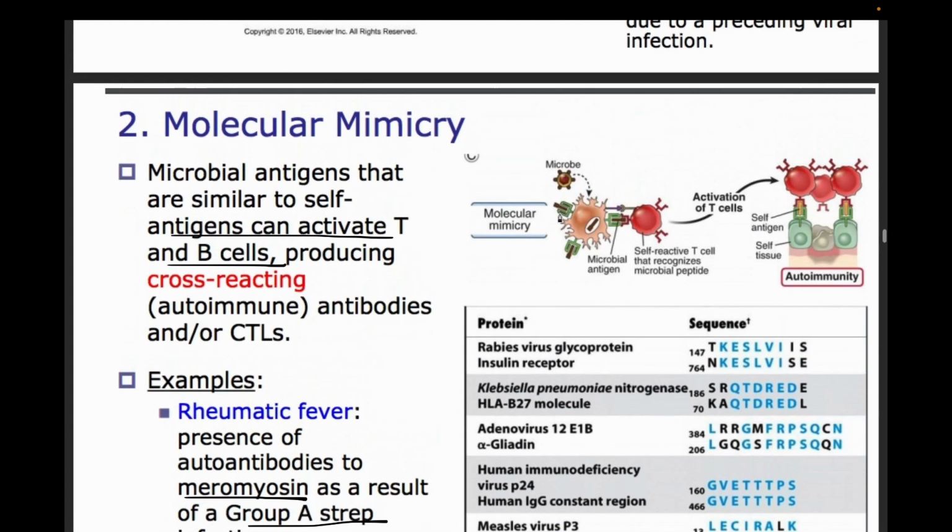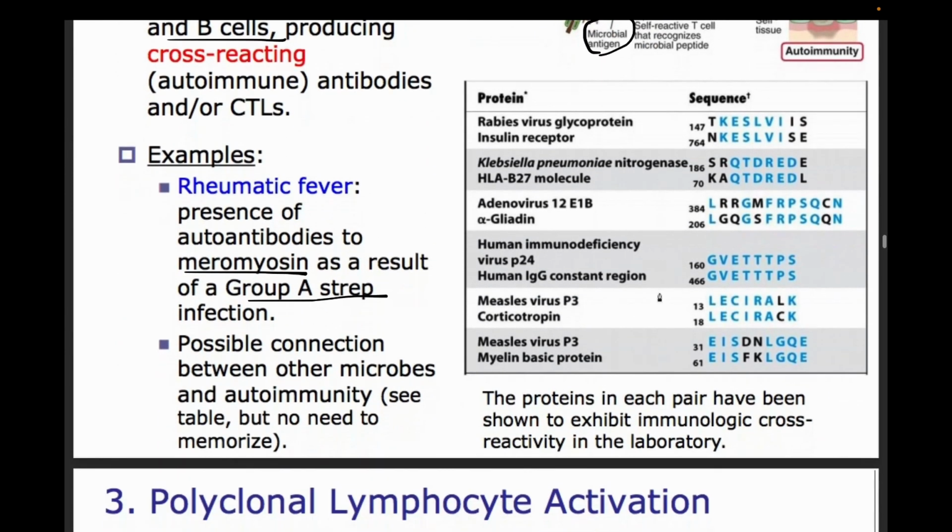So basically, as shown here, the microbial antigen is like a chance for the self-reactive T cell to be activated without the need of the myosin. Therefore, when it's activated, it will go to the myosin and start attacking it. It's self-reactive. So this is the idea. And we have here many autoimmune diseases that are caused by infection.